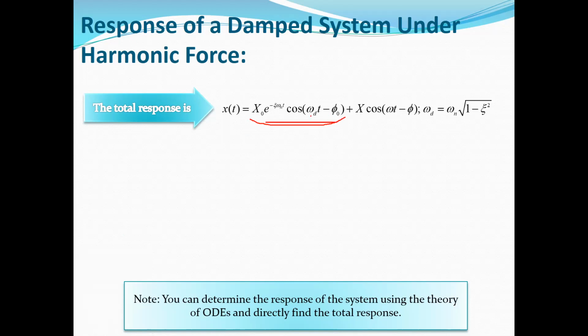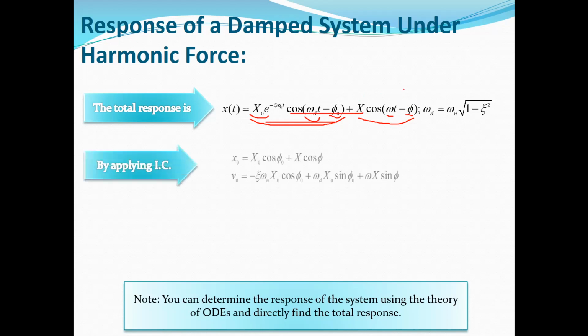As you can see, the frequency of the homogeneous response is omega d, and also we have x naught and phi naught, which are amplitude and the angle phase respectively for the homogeneous response, and you can obtain them from the initial condition. And this part, which is the particular response, x cosine omega t minus phi, where omega is the frequency of excitation, and x and phi are the amplitude and the angle phase respectively for the particular response, and they will be obtained by substituting into the main equation.